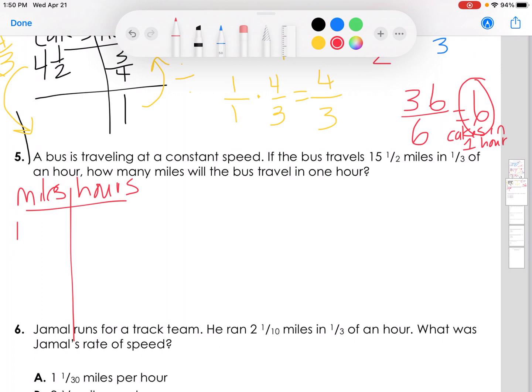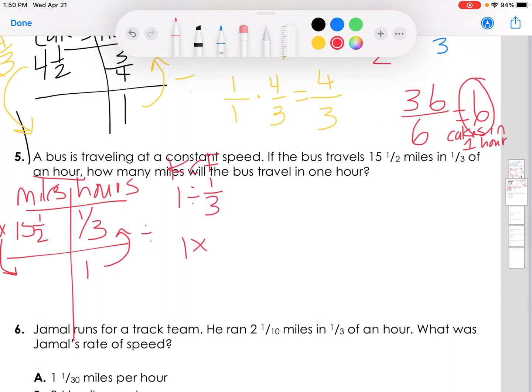So I know I can go 15.5 miles in 1/3 of an hour. I want to figure out how fast I can go in 1 hour. So I'm going to divide going this way and multiply going down. So 1 divided by 1/3, keep, change, flip, 1 times 3 over 1, and I get 3. So I'm going to take 15.5 and multiply it by 3.